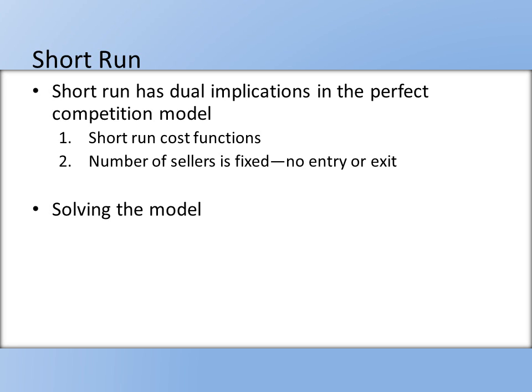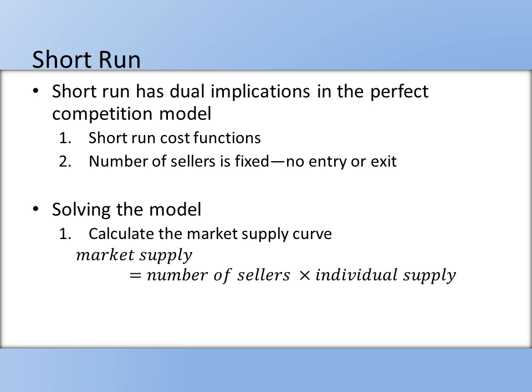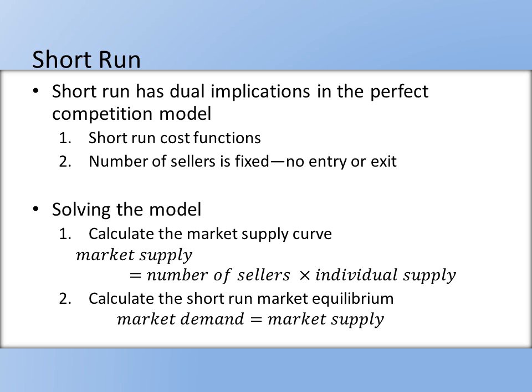With the number of sellers fixed, solving the model involves finding the market supply curve, which is the number of sellers times individual supply. This is possible because we know the number of sellers and we assumed that they all have the same individual supply curve. Second, calculate the short-run market equilibrium by equating market demand to market supply. Notice that this is what we have been doing all along for demand and supply. So in other words, one can say that we have always been considering the case of the short run.